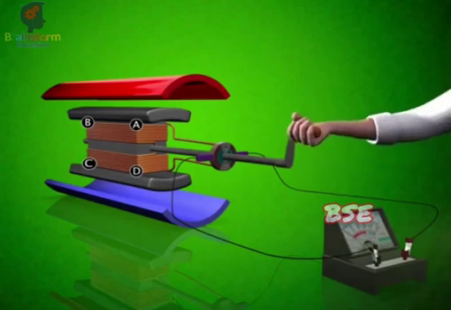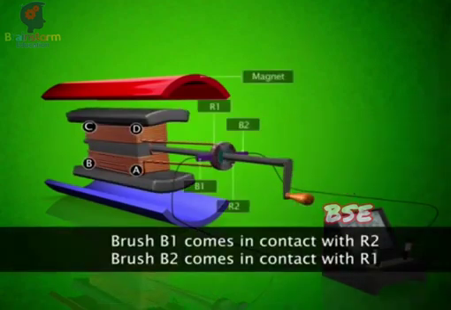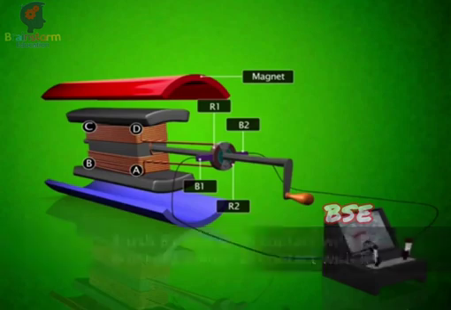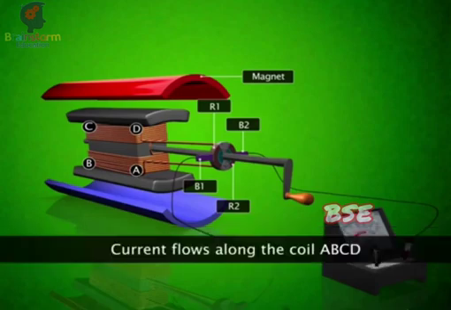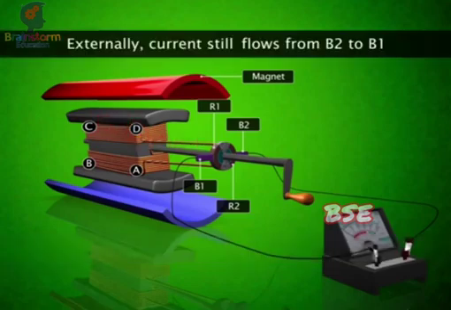Now the coil takes a half a turn, and brush B1 comes in contact with R2, and brush B2 comes in contact with R1 of the commutator. The current now flows along ABCD and onwards to R1. But externally, the current will continue to flow from B2 to B1, because B2 is now in contact with R1.